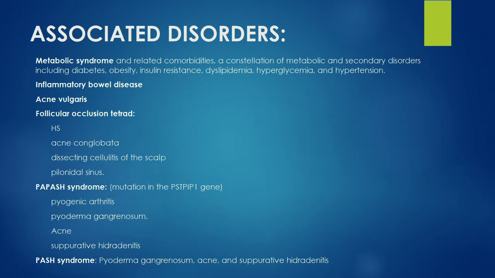Follicular occlusion tetrad. The follicular occlusion tetrad consists of 4 diagnoses: HS, acne conglobata, dissecting cellulitis of the scalp, and pilonidal sinus. These 4 conditions are considered to share follicular occlusion as a key pathogenic event and may appear in conjunction with one another in individual patients.